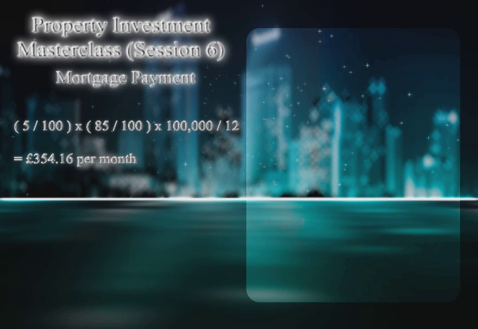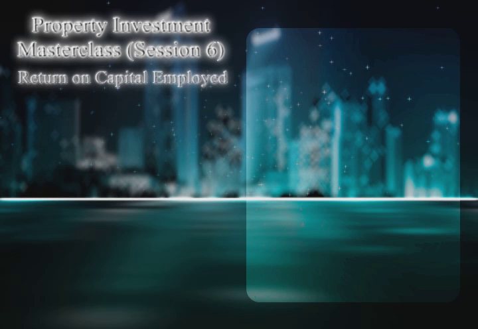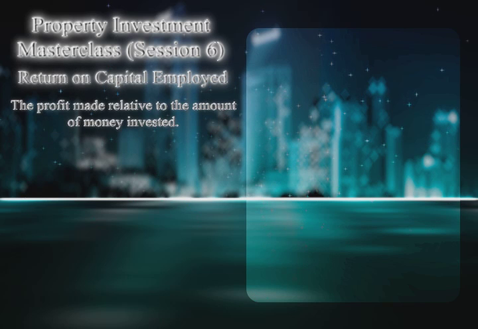Okay, the next calculation is return on capital employed. Now that is the profit you've made relative to the amount of money you've put in. So I've just told you the profit is £146. Now this is an annual figure.